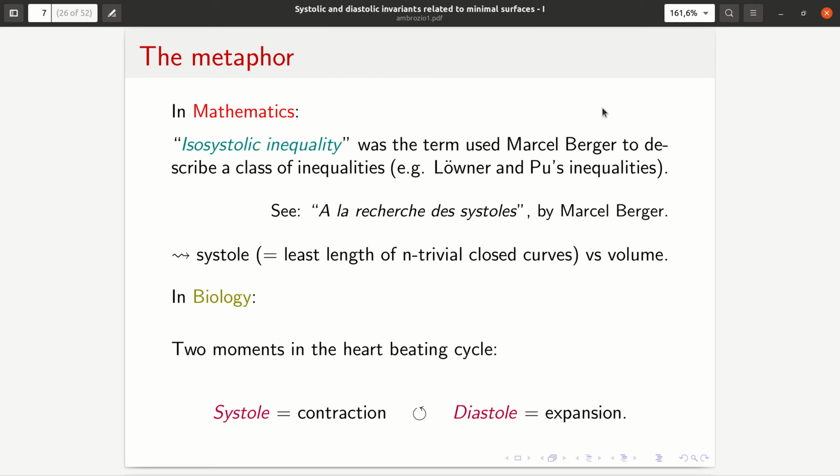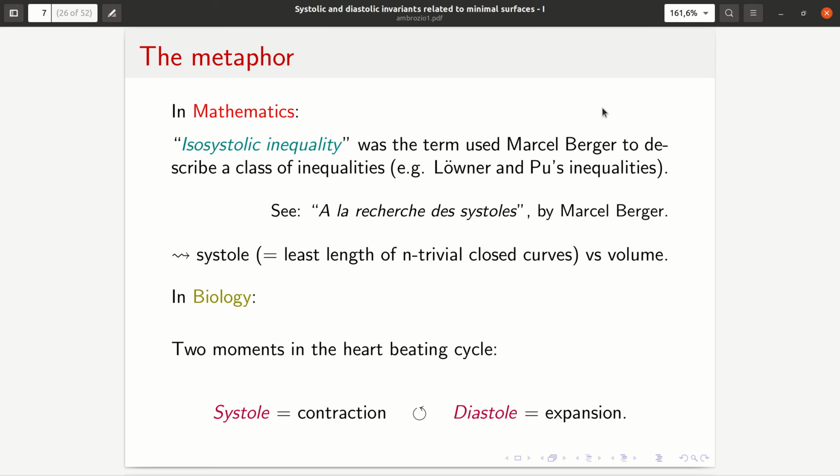Okay, so if you think about the homotopically non-trivial closed curves in a surface, and you imagine them contracting as much as they can, so that we get this least length that Berger was talking about, you can see that systole is somehow a nice metaphor to describe this number, right? The least length among homotopically non-trivial closed curves.